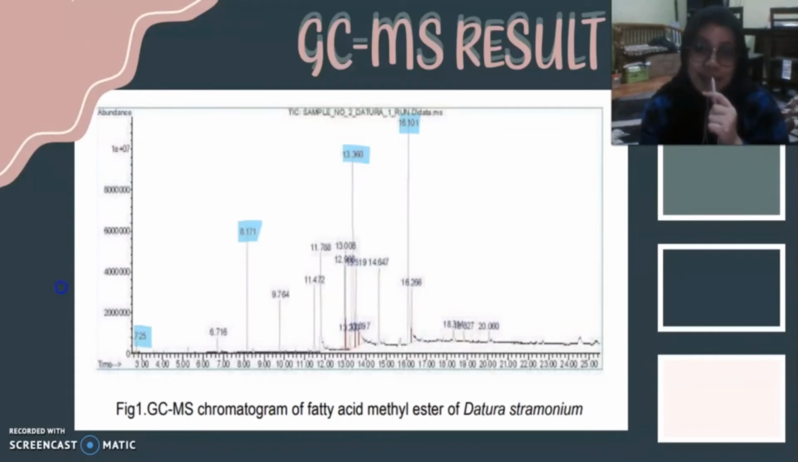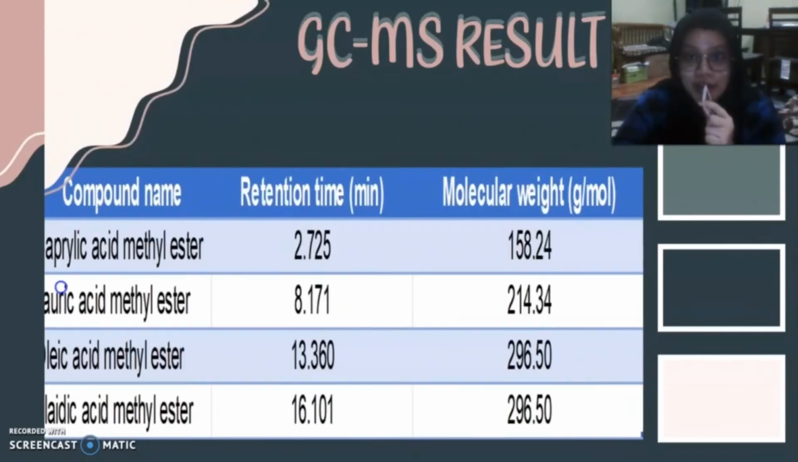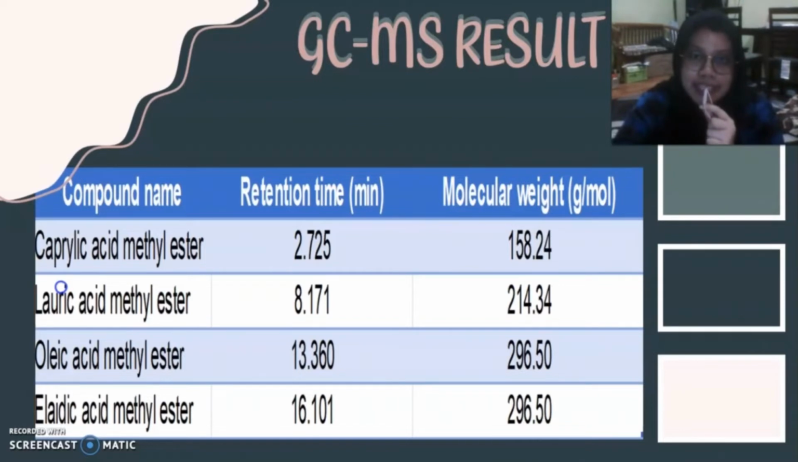The other two peaks are caprylic acid and lauric acid. Molecular weight of oleic acid methyl ester and allylic acid methyl ester are the same, which is 296.5 gram per mole. Meanwhile, caprylic acid methyl ester has a weight of 158.24 gram per mole. And lastly, lauric acid methyl ester molecular weight is 214.34 gram per mole. That's all from me, and I will pass to Nabila MYSARA to continue the discussion.